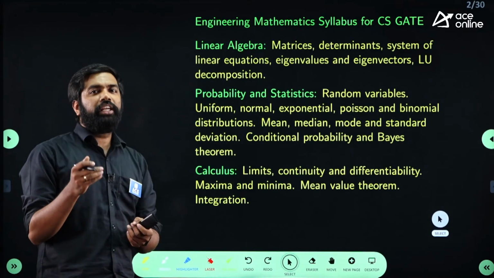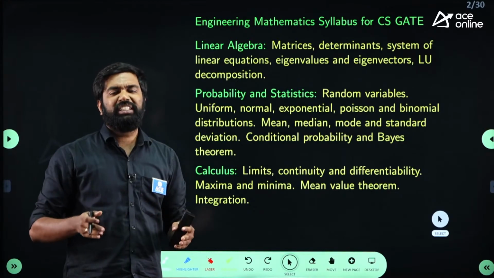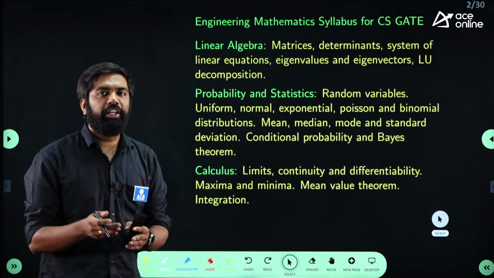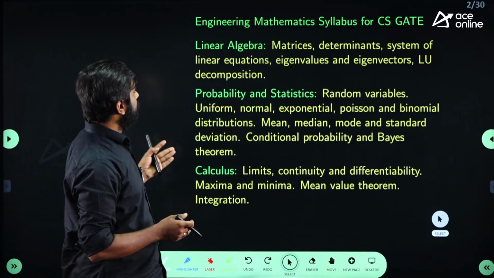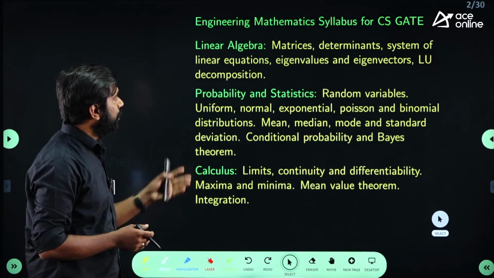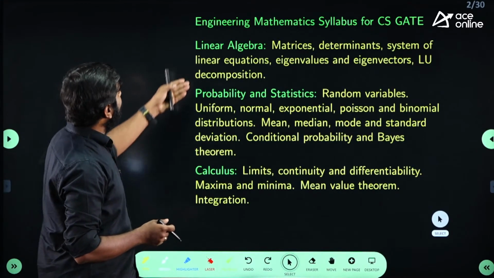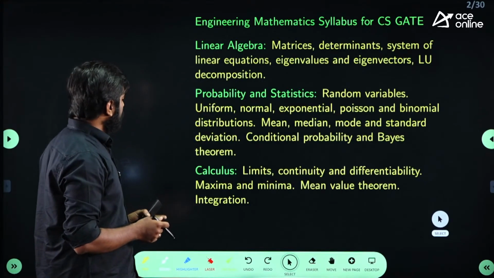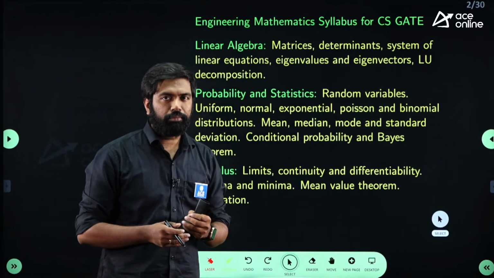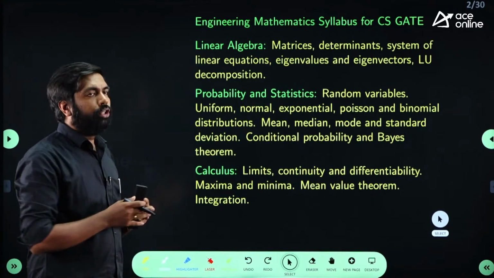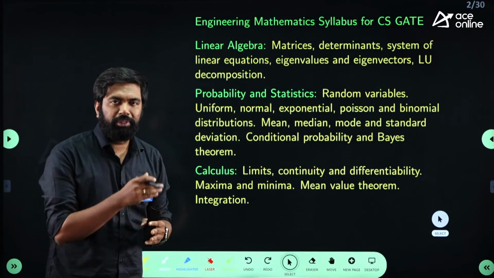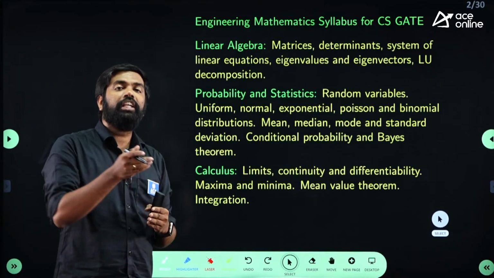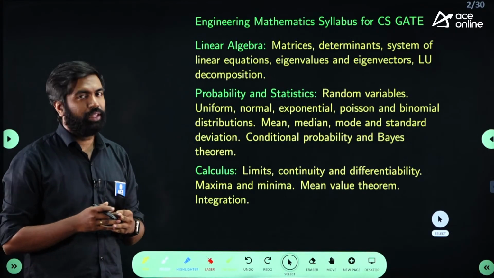If you are writing ISRO exam, there is no specific syllabus. So from various years, the GATE syllabus has been the reference. If you look at this, the engineering mathematics syllabus for computer science GATE has three topics: linear algebra, probability statistics and calculus. So in ISRO, you can expect 3 questions from engineering mathematics. In GATE, you can expect 8 to 9 marks out of 100 marks.